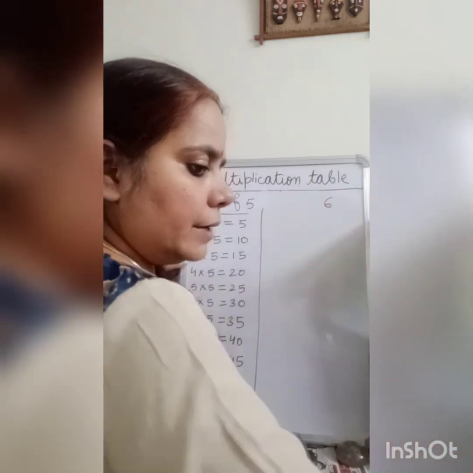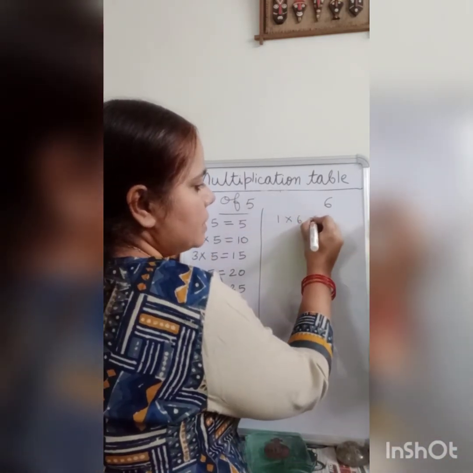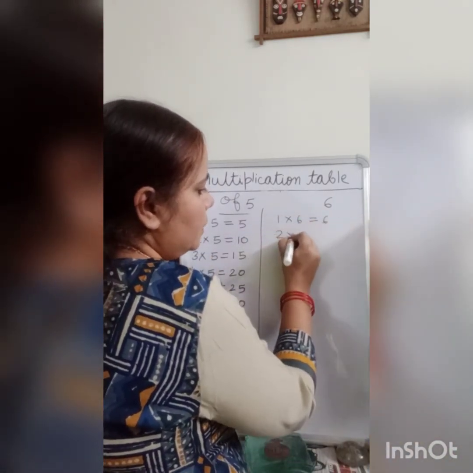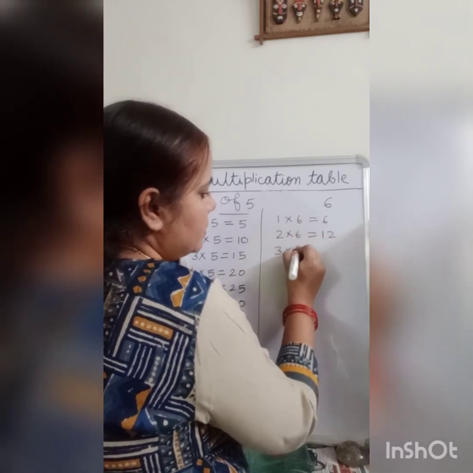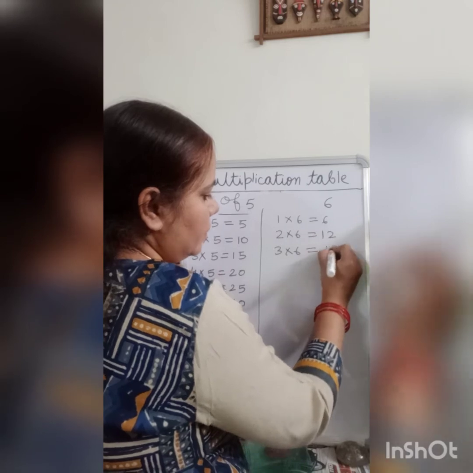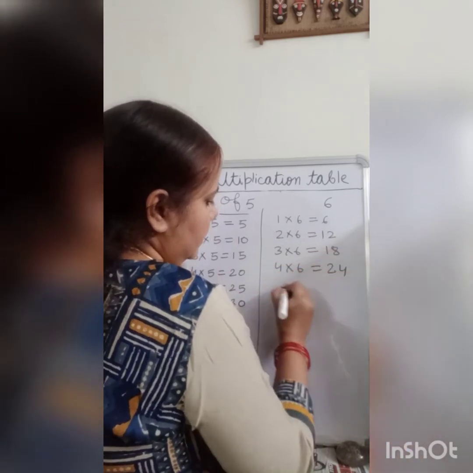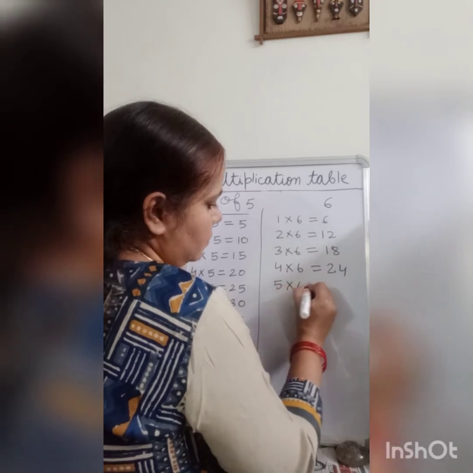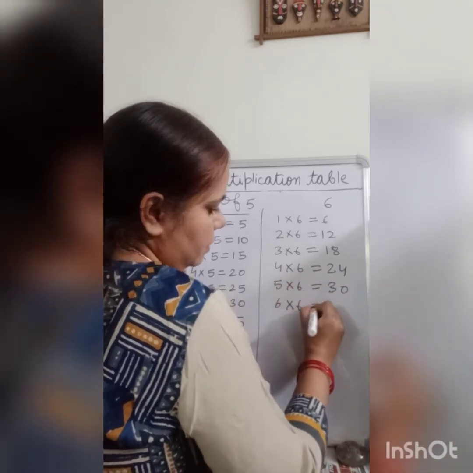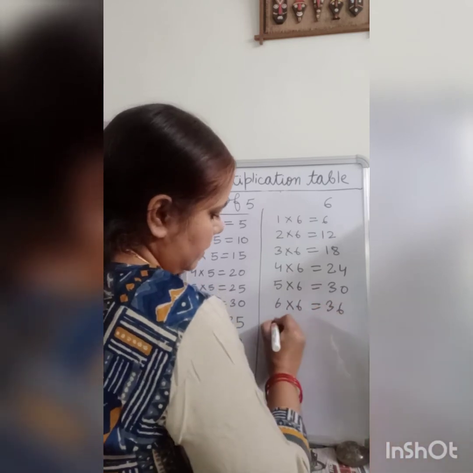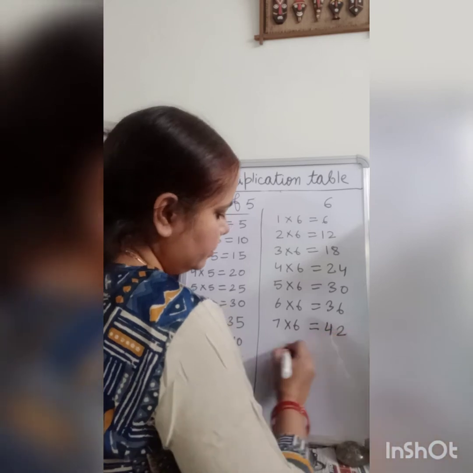What we are going to write next is the table of 6. 1 times 6 is equal to 6. 2 times 6 is equal to 12. 3 times 6 is equal to 18. 4 times 6 is equal to 24. And then 5 times 6 is equal to 30. And then 6 times 6 is equal to 36. Then 7 times 6 is equal to 42.